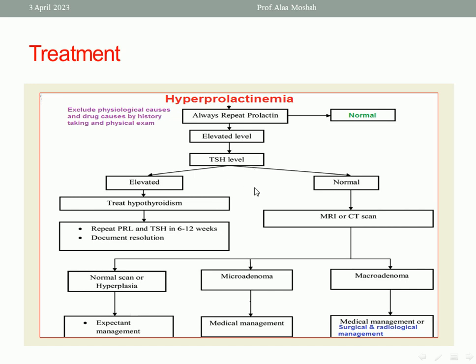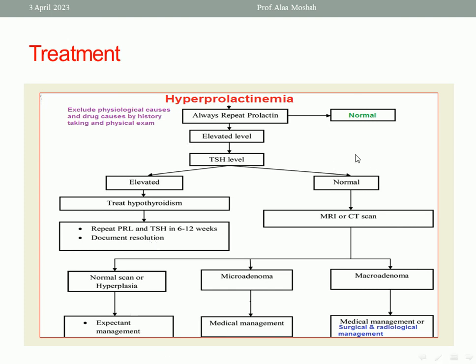Do serum TSH to define if there is hypothyroidism or not. If TSH is high, this denotes hypothyroidism. Complete the thyroid function test, and start to give the patient thyroid hormone replacement. Then repeat the prolactin and the TSH after 6 to 12 weeks. If everything becomes fine, the cause was hypothyroidism, and just correction of hypothyroidism improves the patient and everything is fine.